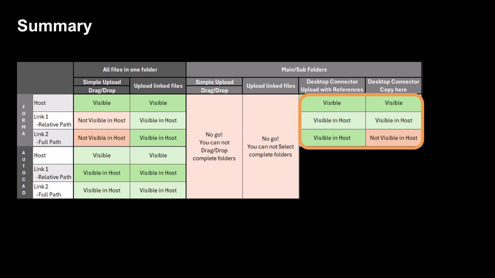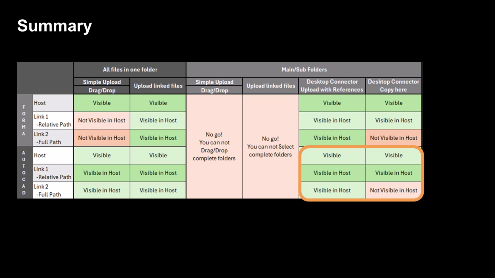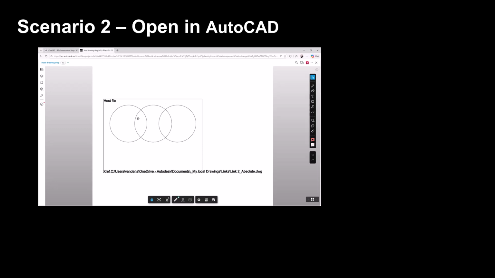When we open the host file in Forma, with upload with references, all links are present. Where we used copy here, only the relative links are available. So in the second case, the file is actually incomplete. We see the same behavior in AutoCAD. Also in AutoCAD, the files uploaded with upload with references are complete, but those uploaded with copy here have missing links. Now, the good news is, of course, in AutoCAD, we can fix missing references using the Xref manager and the direct access to Forma.